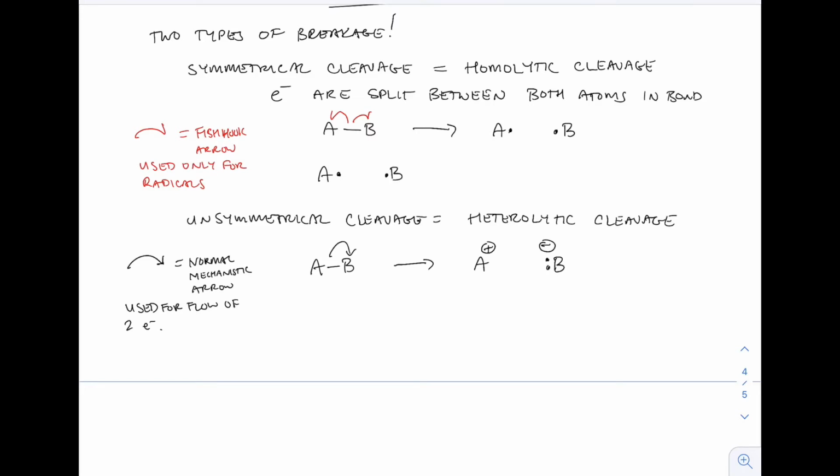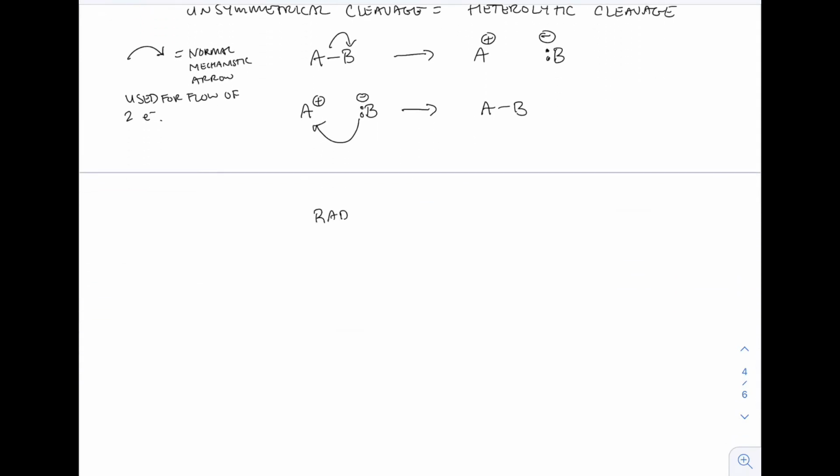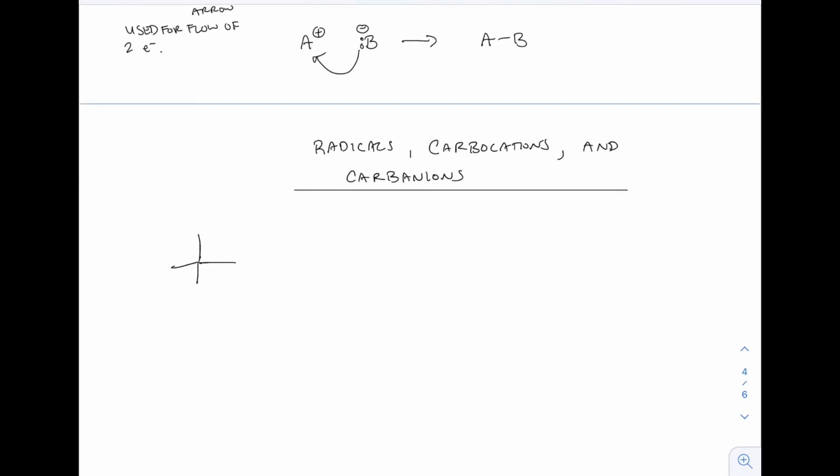We can do the reaction in the opposite direction, so bringing those two electrons together forms A and B in that radical product, and then B can attack A to form a compound, okay? So just to show you the flow of electrons in both directions. So let's take a look at radicals, carbocations, and carbanions. This is just going to be generic mechanistic pathways, one of them showing the homolytic, heterolytic, and another heterolytic cleavage.